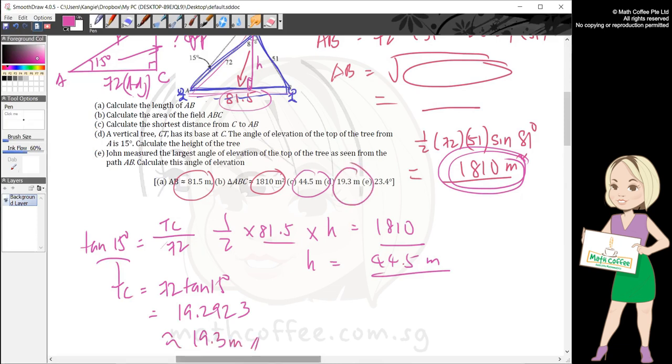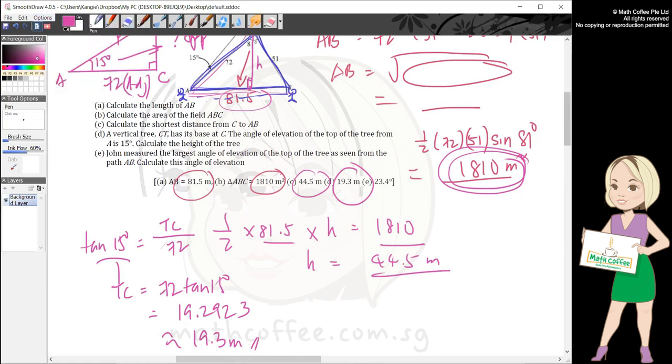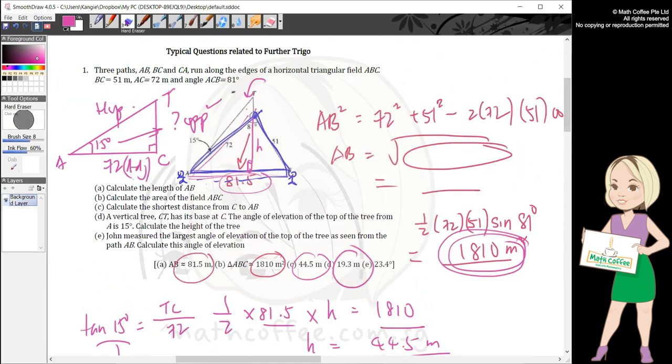Done. Okay, next. They say, John measured the largest angle of elevation of the top of the tree as seen from the path AB. Calculate the angle of elevation. This question is also commonly asked. And then they ask, what is largest angle of elevation? You just think this way. When you're looking up, because they're asking for elevation, when you're looking upwards, when is it that it is the largest?